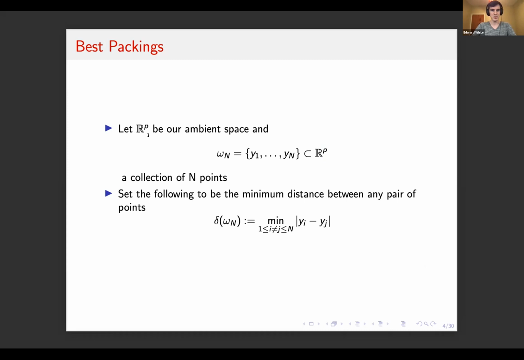So we always assume R^p is our ambient space, and we take an n-point collection of points, call it omega n, inside of our ambient space. So this is our configuration. Then for the best packing distance, we start by defining the minimum distance between any distinct pair of points as delta of omega n, and that's just the minimum between any distinct pair of points.